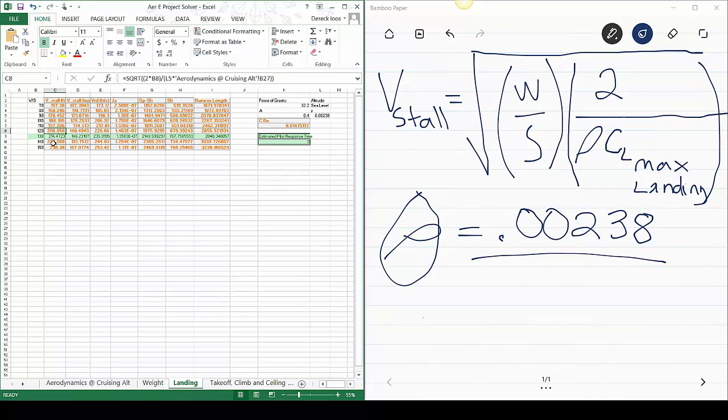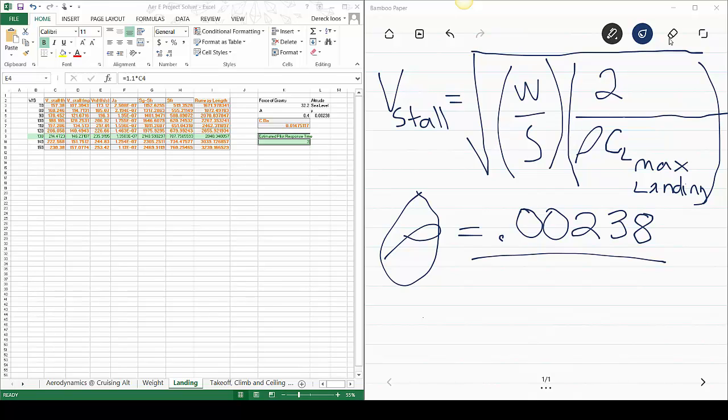Once you find your V stalls, you can translate them from feet per second into miles per hour simply by multiplying them times this constant right here. So all you have to do is multiply this cell right here times 0.681818. Also keep in mind that you don't have to translate that from feet per second to miles per hour. I just do it because I like to get an idea of what it's going to be.